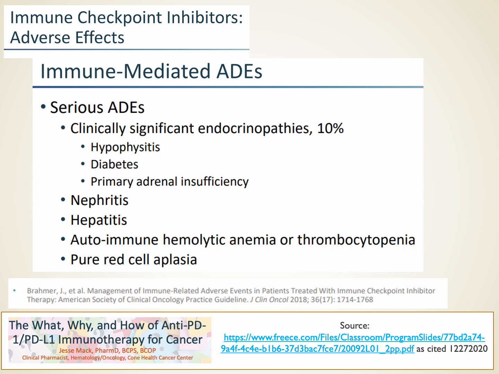With these checkpoint inhibitors, the most serious include endocrinopathies. You'll see thyroid or adrenal or diabetic issues or pituitary changes. You'll see nephritis, hepatitis. You might see hemolytic anemia or thrombocytopenias or aplasia with red cells. They vary based on the specific agent and the severity.